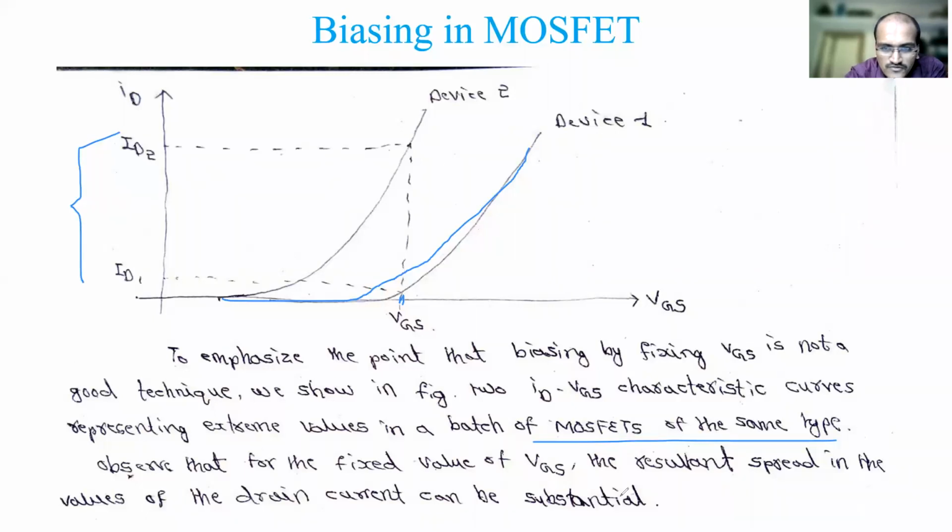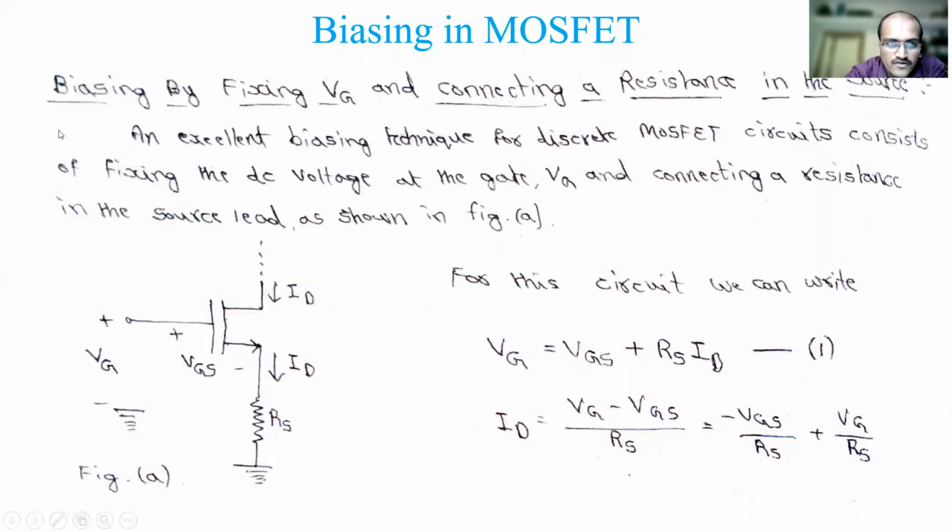Okay, so the drain current can be substantial. Now we'll see the actual scheme. What we do is modify this: instead of fixing VGS, we bias by fixing VG, the gate voltage with respect to ground, and we use a resistor here.